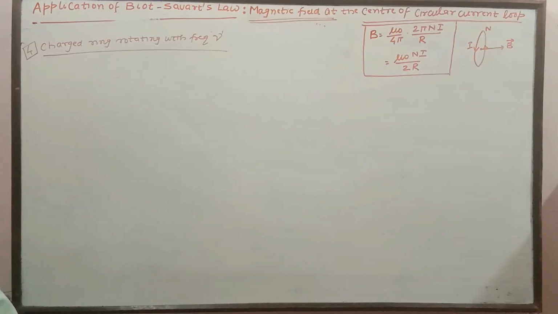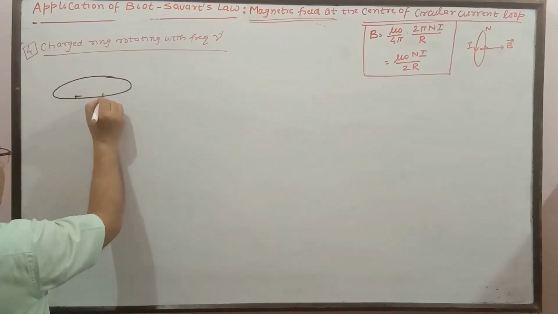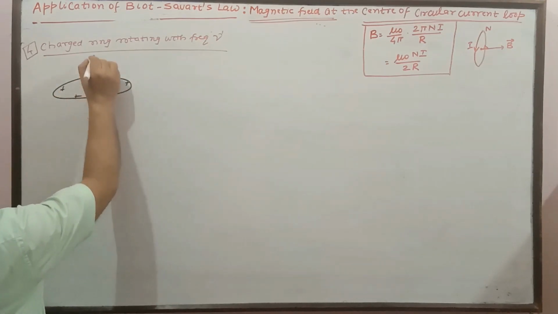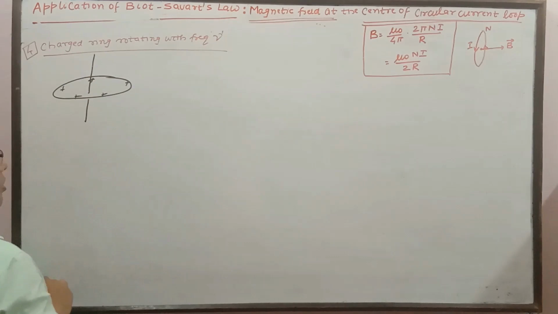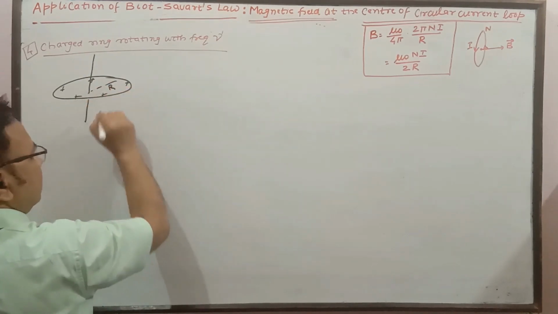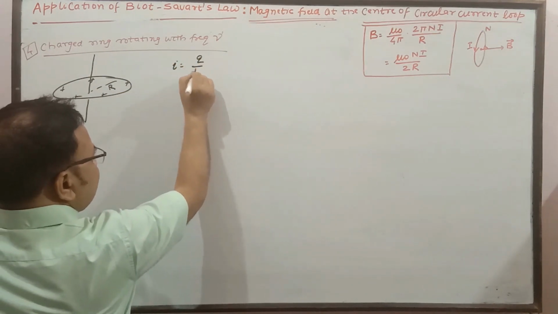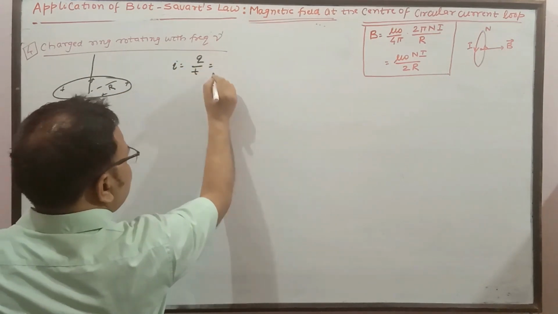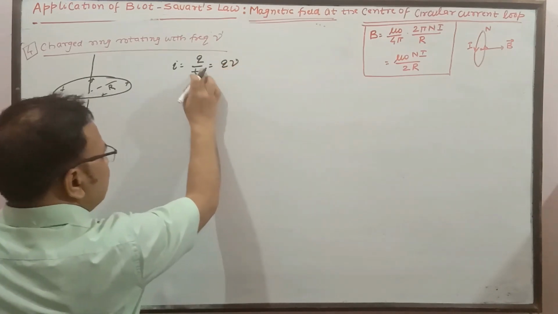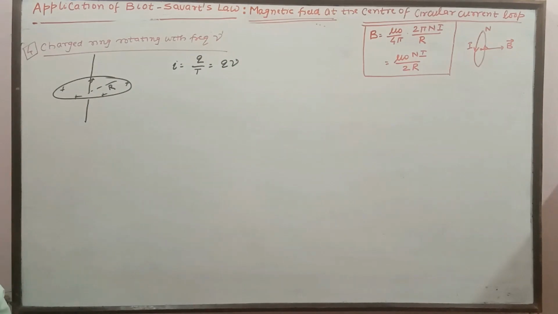Next is a charged ring rotating with frequency nu. Suppose you are given a charged ring, it has a certain frequency of revolution, and say the radius is r. So what is the amount of current? The amount of current is the rate of flow of charge. If frequency nu is given, it is q into nu. If the time period of revolution is capital T, then you just write q into nu.